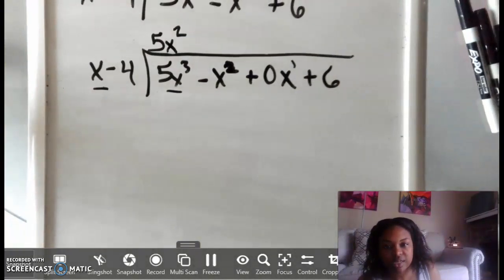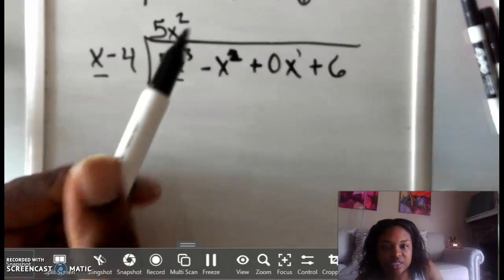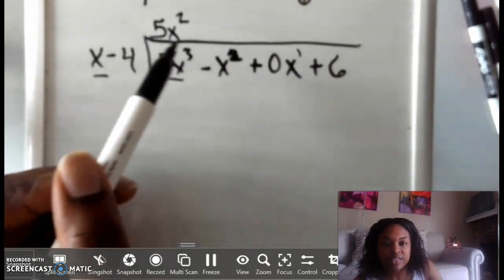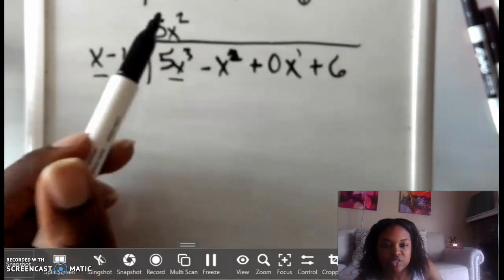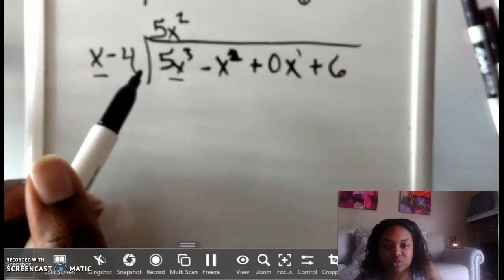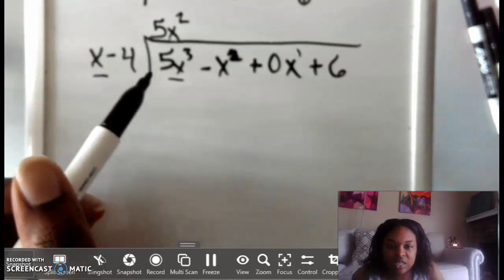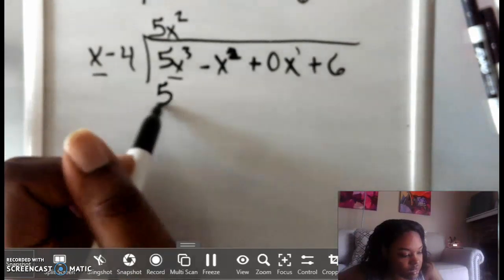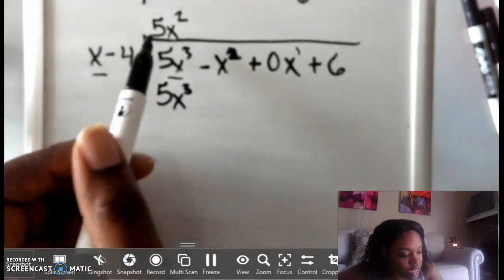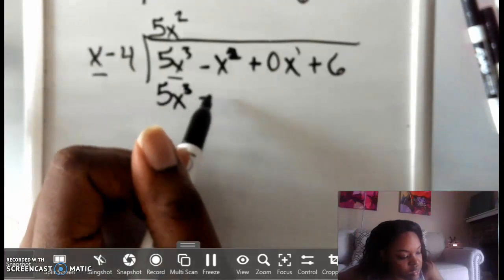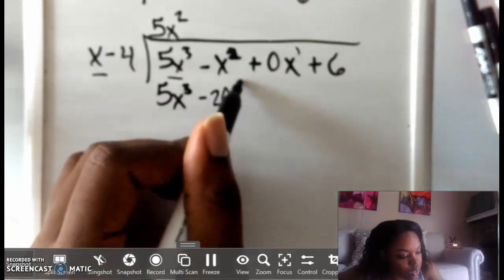Let me turn off this light. Okay. Then the next thing you do is multiply this thing that you divided here at the top, 5x squared, by x and the -4. So this is that polynomial multiplication. So 5x squared gets multiplied by x. That's going to give us 5x cubed. And then 5x squared times a -4. That's going to give us negative 20x squared.